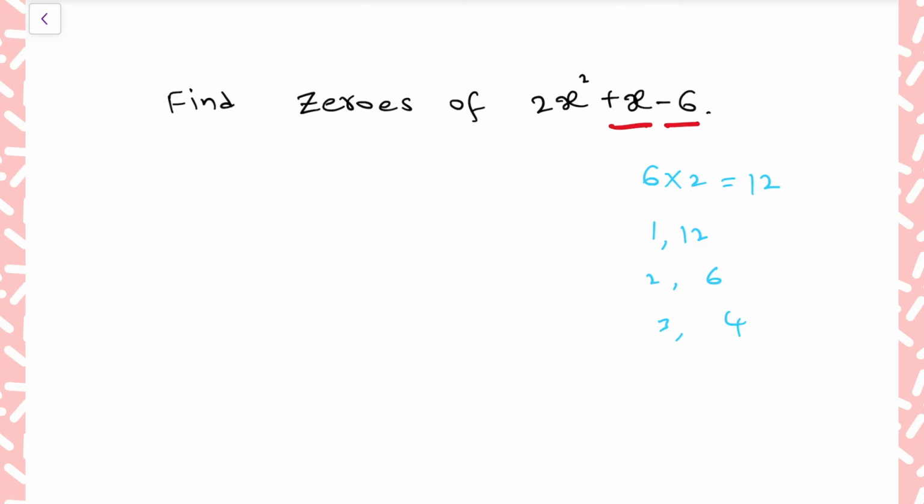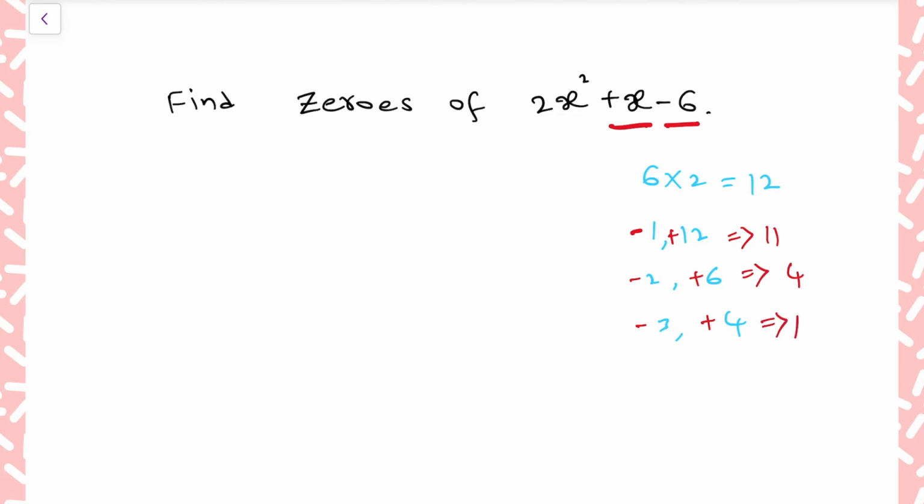So 1 is smaller number, negative. 12 is bigger number, positive. 2 is smaller number, negative. 6 is bigger number, positive. 3 is smaller number, negative. 4 is bigger number, positive. Minus 1 plus 12, 11. Minus 2 plus 6, 4. Minus 3 plus 4, 1.